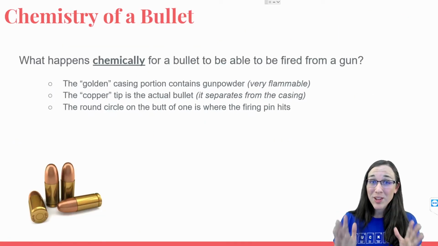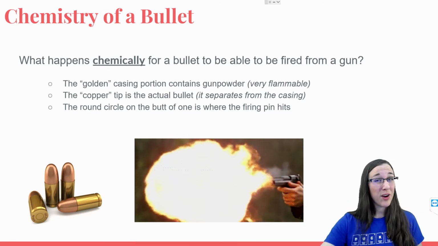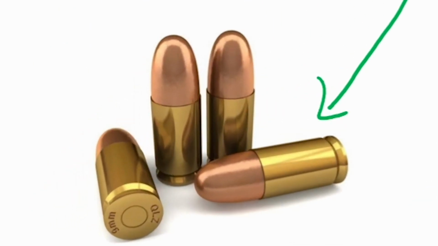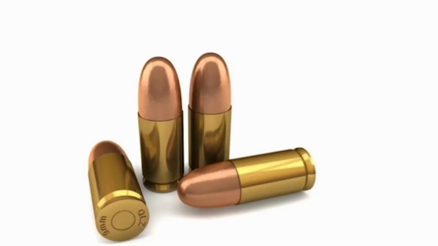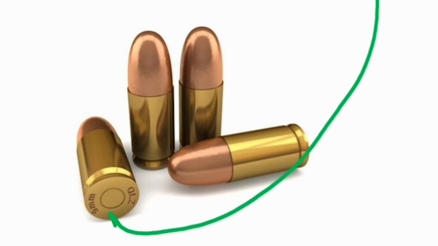Using that same logic we just talked about for a cannonball, let's think about how a bullet fires from a gun, chemically. If you're unfamiliar with bullets, know that the golden casing here at the bottom is what contains all the gunpowder. That's the flammable explosive stuff. The copper tip, that's this part right here at the very top, is what actually flies out of the bullet as the projectile. And the round circle on the bottom of the casing, or on the butt right here, that's where the firing pin in the gun hits it in order to ignite a spark in the gunpowder and cause the explosion to happen.